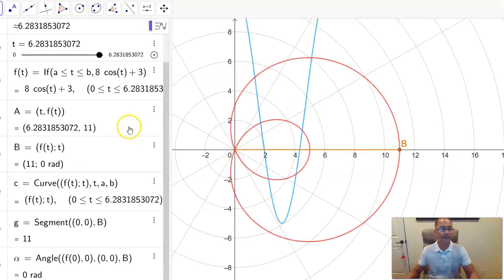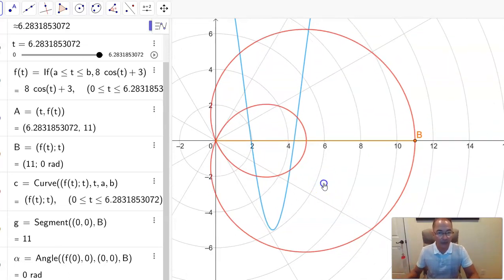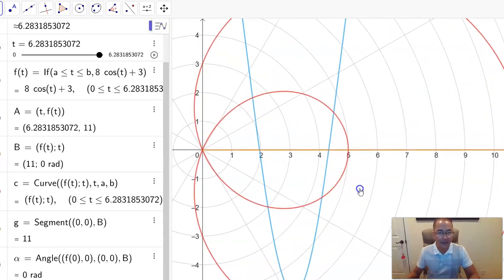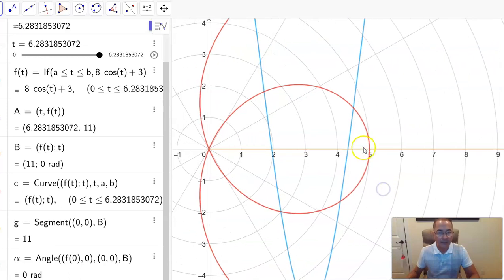So maybe let's begin by reviewing the main example that we had in the last two videos. All right, here we are. So the equation is r equals 8 cosine theta plus 3. So we get a limaçon and it has an inner loop right here. So our second example in this video is going to be, well, if we zoom in here so that we can see it a little better, what is the area of this inner loop right here?